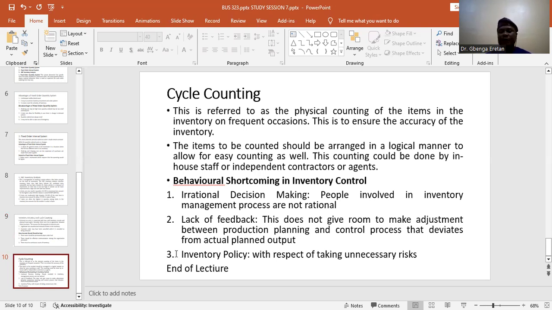Number two, lack of feedback, which also borders on lack of effective communication among the personnel, among those that are responsible for the management of the stock. Where there's no effective communication and effective feedback among the components of the system that are responsible for the management of stock, it could affect inventory control and management. Inventory policy, where the inventory policies are so weak and unnecessary risks are taken, it could result in high damage of stock, and this will affect inventory control management.